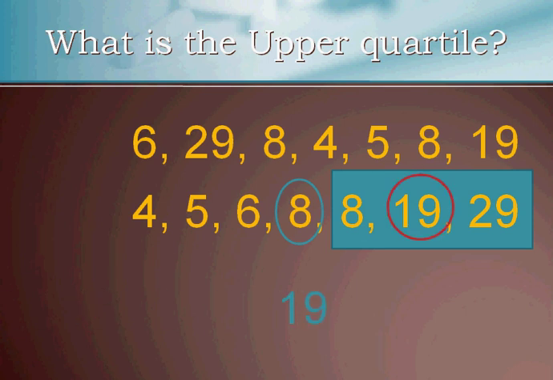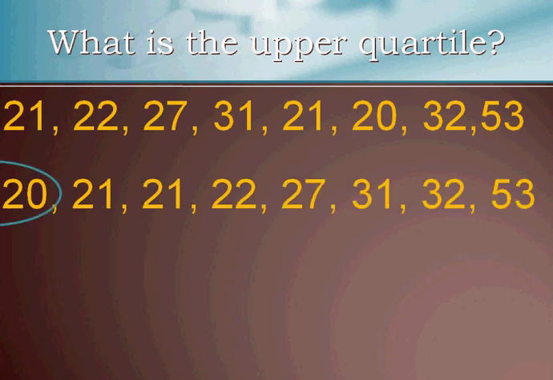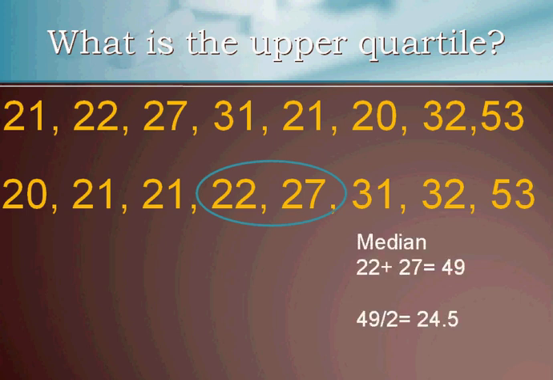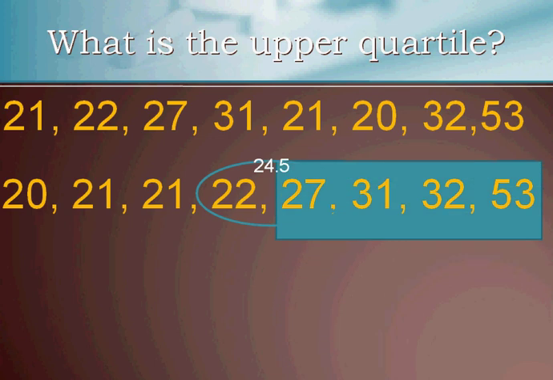Step 1, put the numbers in order. Step 2, find the median. Have two numbers in the middle. We're going to average those. Then we find the median of the upper half of the data. Two numbers, which we will average. And 31.5 is the upper quartile for this set of data.